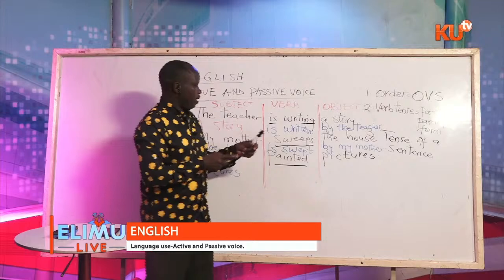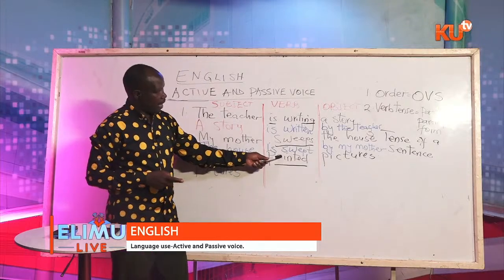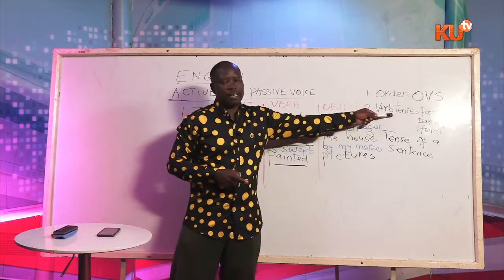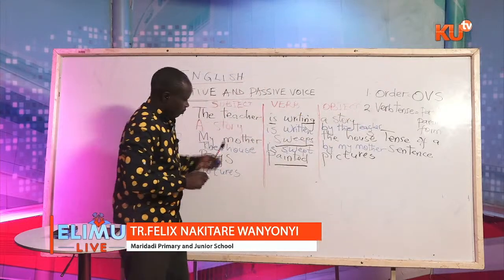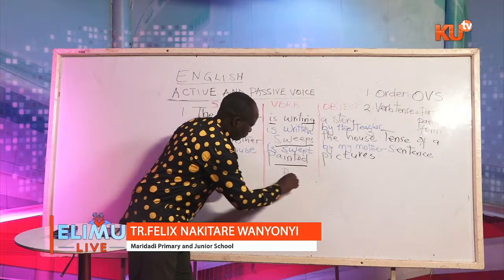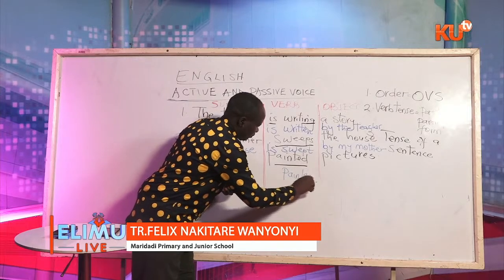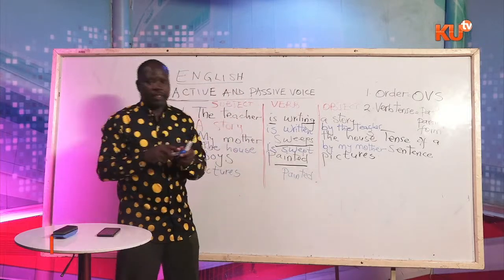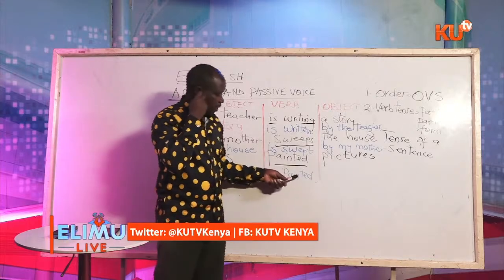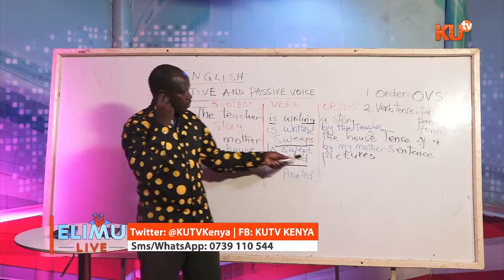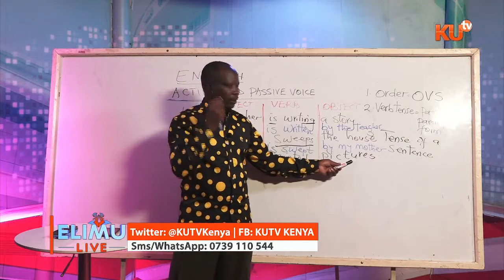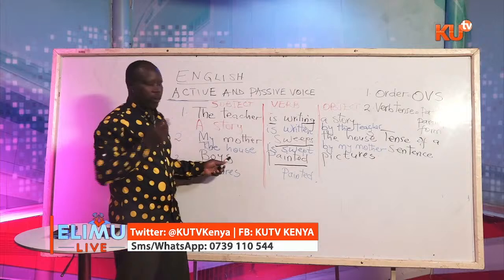Then followed by the verb, painted. And remember, the verb must be written in past participle form. That is our verb written in past participle form. Then we come to the subject. We bring the subject here, boys.